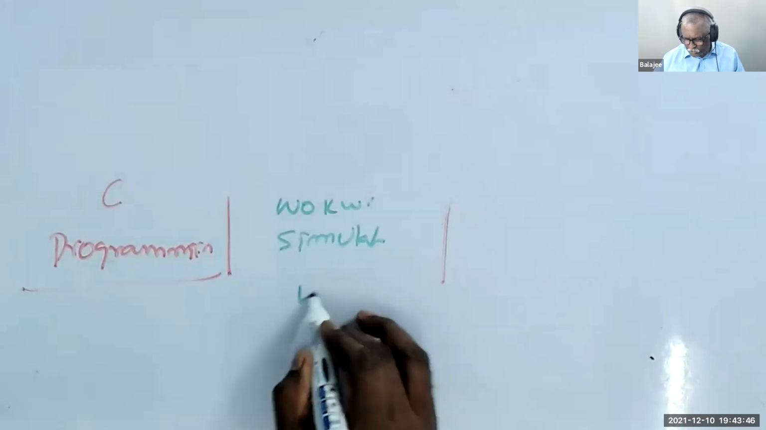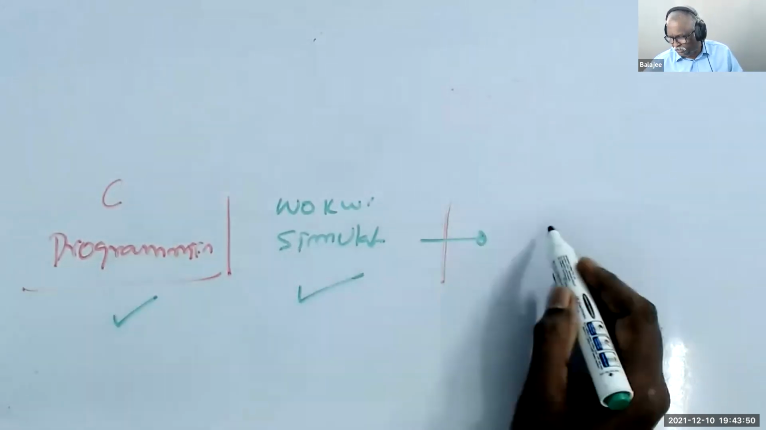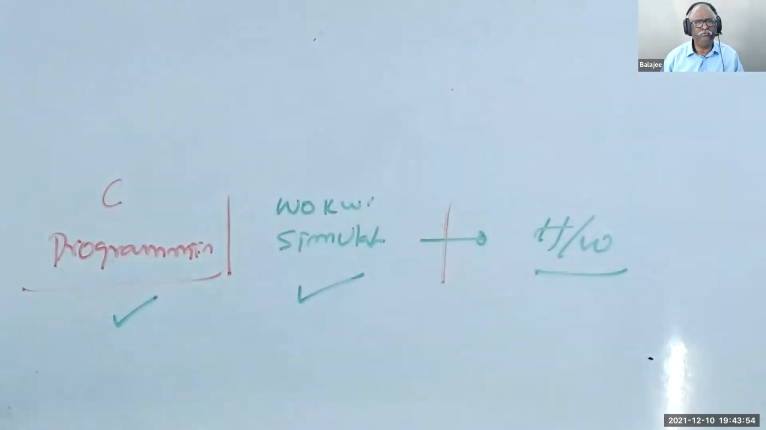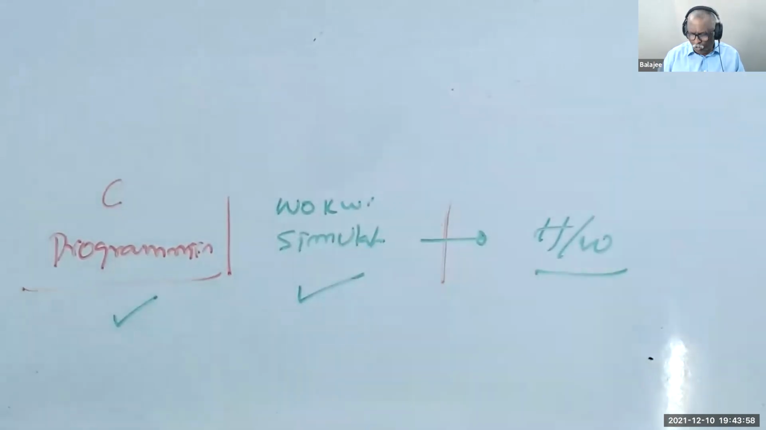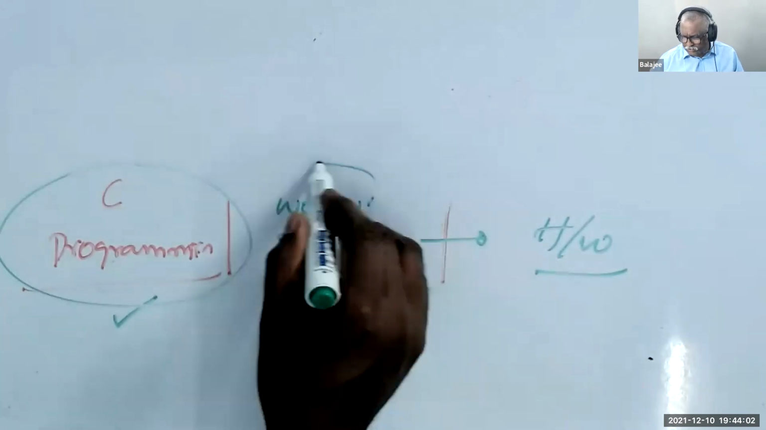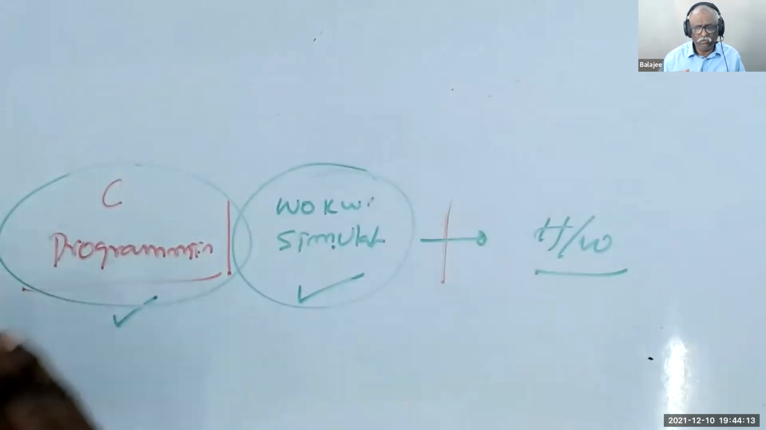Oh, done, man. These two you have done. Then I will say, Baba, move to hardware. Understand? This is a step you should follow. Without perfecting this C programming, moving to simulation is wrong, which I don't agree with. Try to solve your problem here.